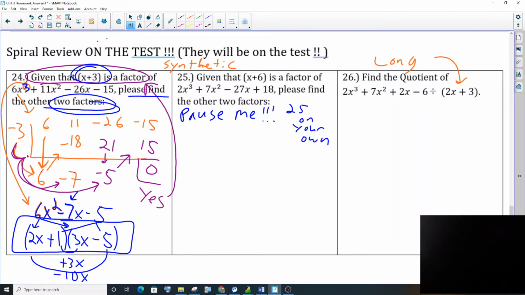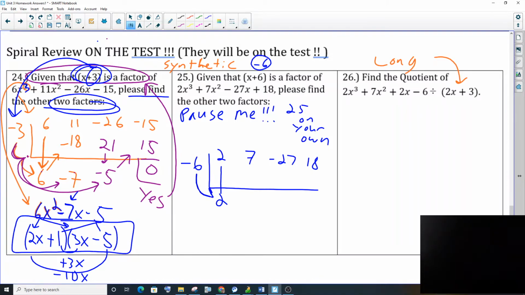Okay, so we're not going to use a positive 6. We're going to use a negative 6 to do this. Remember, this was a positive 3, but then we used a negative 3 to do synthetic division. So now, that's important, use the opposite sign. So now we're going to do negative 6 into, I'm going to go fast this time, 2, 7, negative 27, and 18. Bring down the 2.